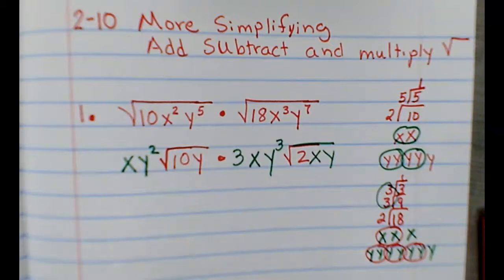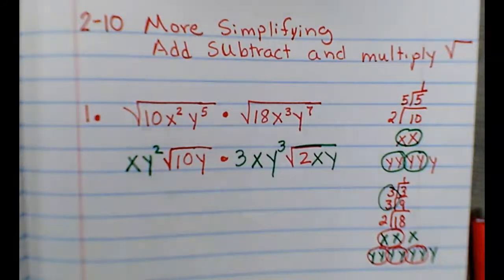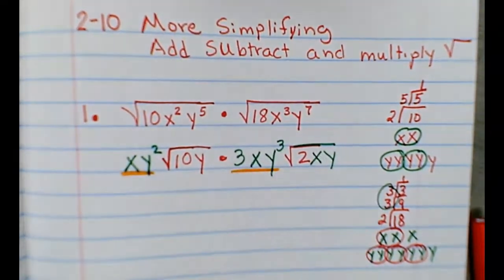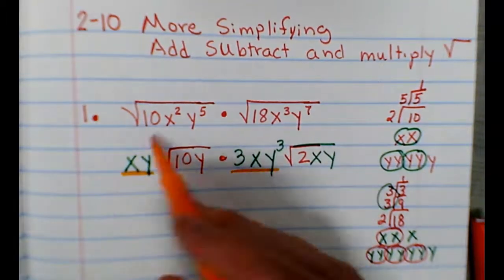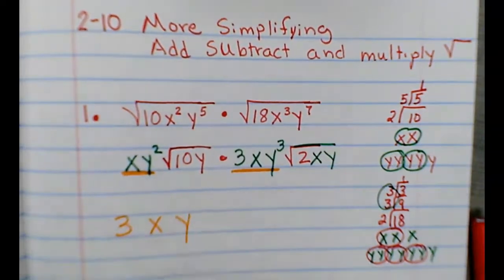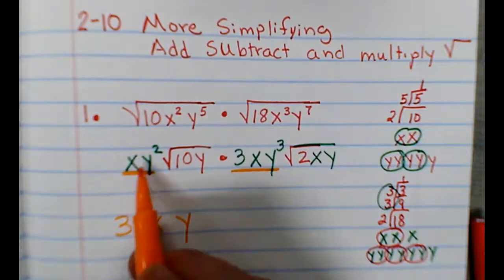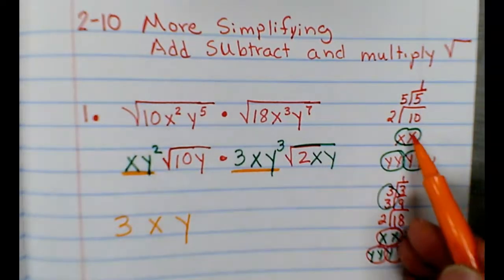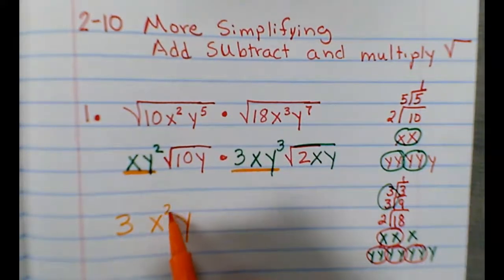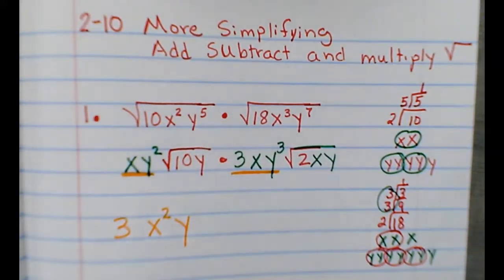Now, the way you multiply radicals is I am going to multiply this part times this part. The only whole number I have is a 3 there, and then I have some x's, and then I have some y's. This x and this x came from over here. I have a pair of x's, and I have another pair of x's, so that is x squared.